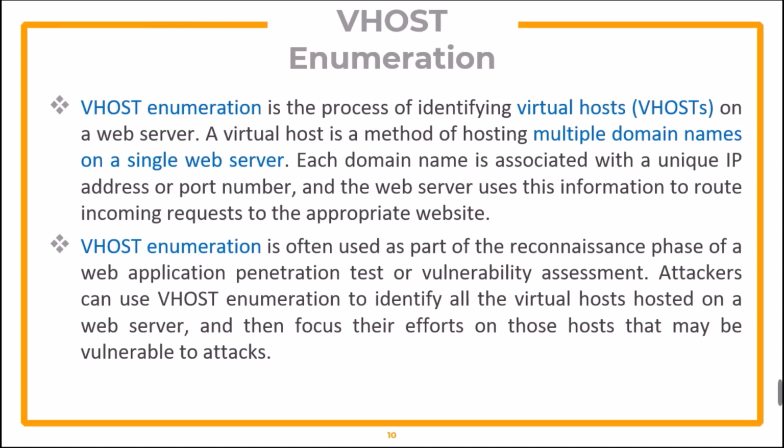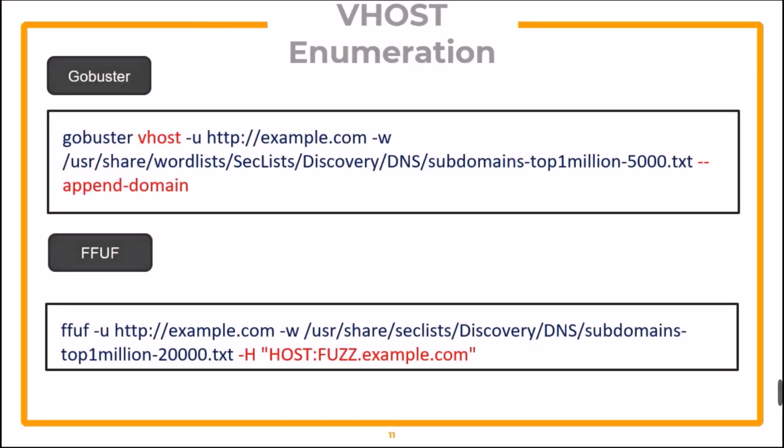VHost enumeration is often used as part of the reconnaissance phase of a web application penetration test or vulnerability assessment. Attackers can use VHost enumeration to identify all the virtual hosts hosted on a web server, and then focus their efforts on those hosts that may be vulnerable to attacks. Just use the vhost mode in GoBuster. Specify the URL, the word list, and use the --append-domain flag. For FFuf, you need to use the -H flag that specifies the header, and specify the host.